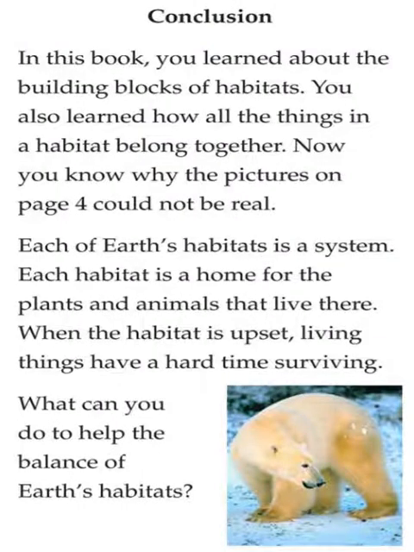In this book, you learned about the building blocks of habitats. You also learned how all the things in a habitat belong together. Now you know why the pictures on page 4 could not be real. Each of Earth's habitats is a system. Each habitat is a home for the plants and animals that live there. When the habitat is upset, living things have a hard time surviving. What can you do to help the balance of Earth's habitats?